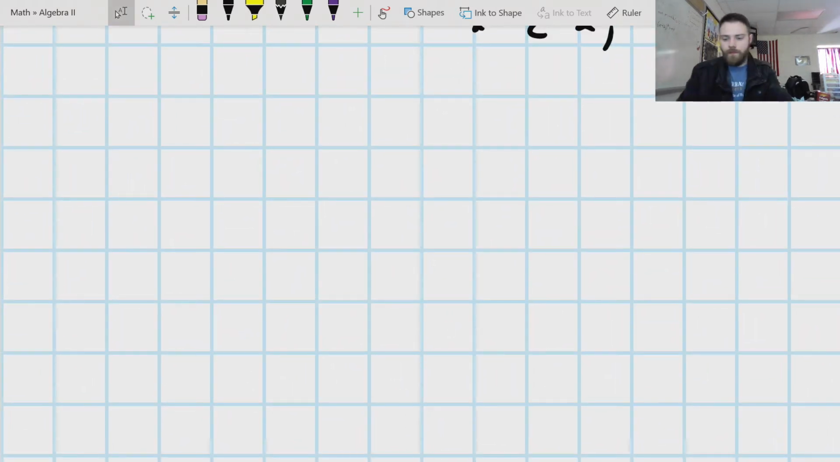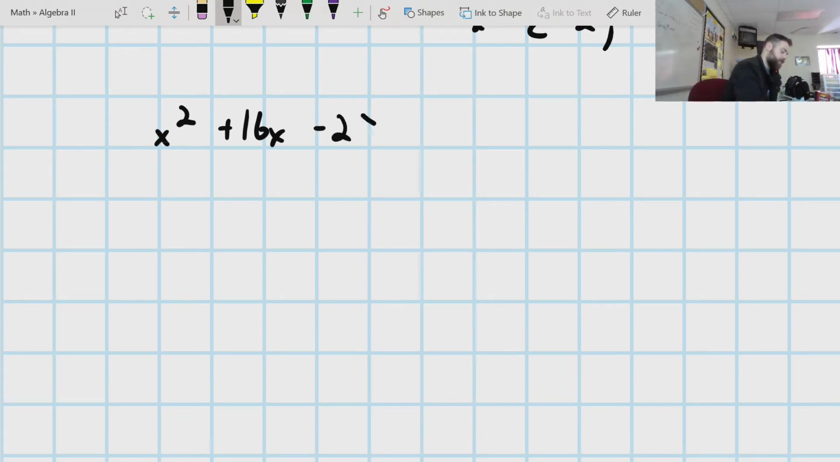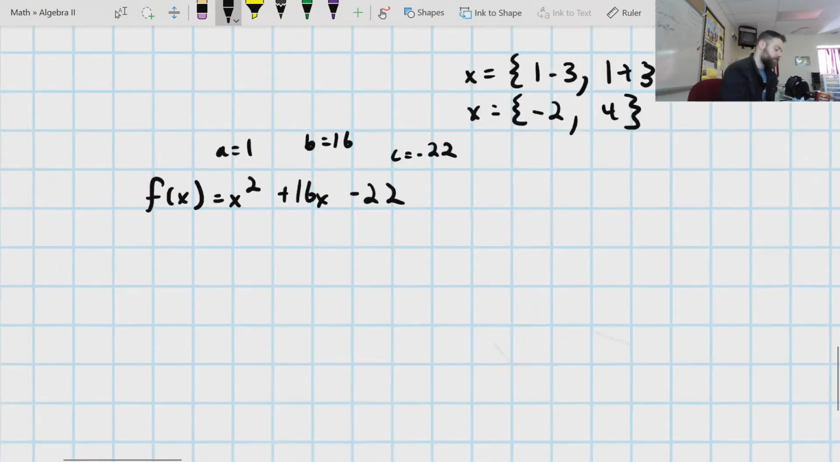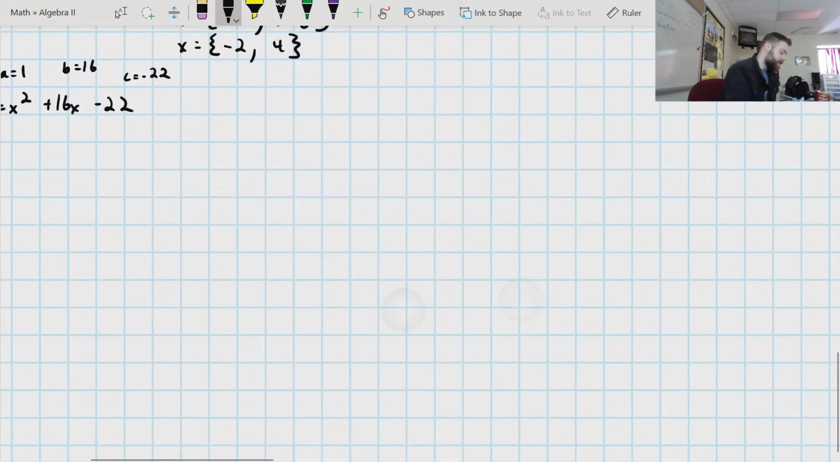So let me get another graph for you. The next one we're going to do is x squared plus 16x minus 22. I'm going to go with the old f of x. Don't want to confuse you. And we've got a is 1. That coefficient on that x squared is 1. I've got b is 16. And I've got c is negative 22. So this time I'm going to have to change my scaling for my graph.